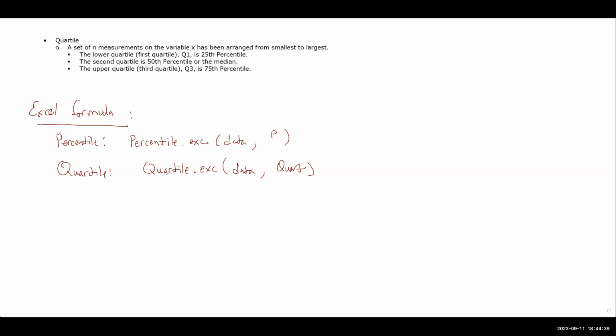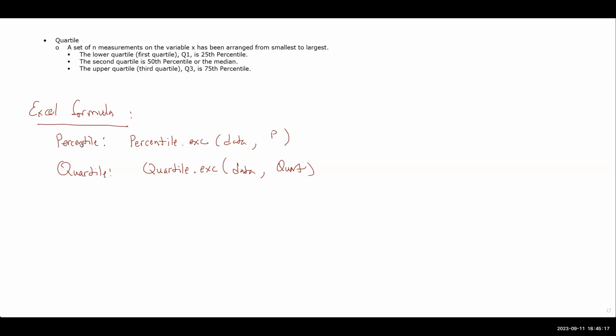Here, the quartile is quartile.exc. Put in the data and then the quartile number, like 1. The second quartile is 2, the third quartile is 3, or 4. You would get the value at the 25th percentile, the 50th percentile, the 75th percentile, or the 100th percentile. Okay, so let's do this using Excel. Let's go back to Excel.